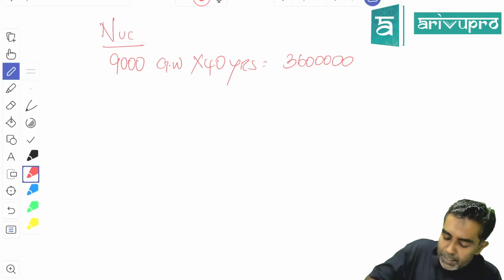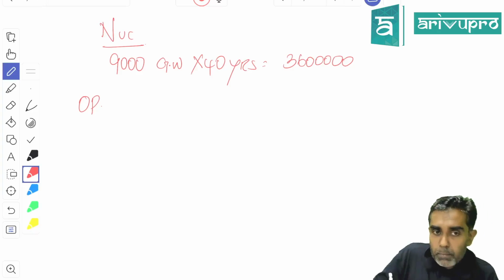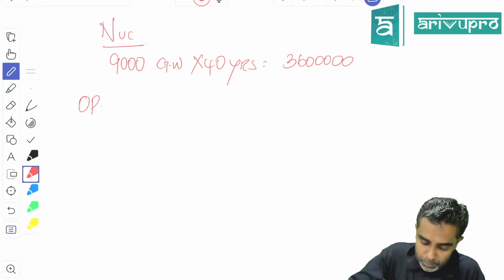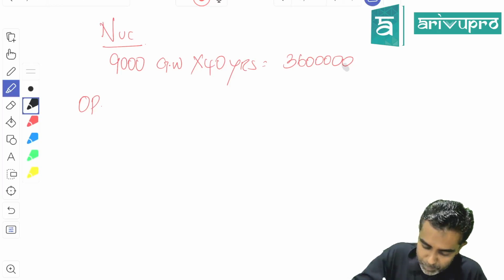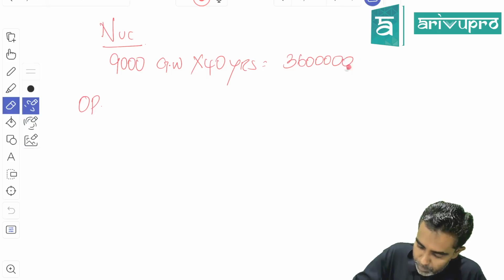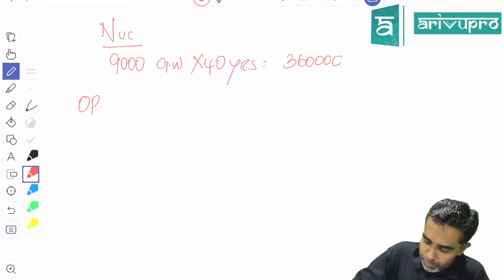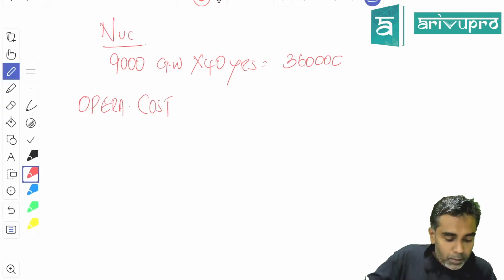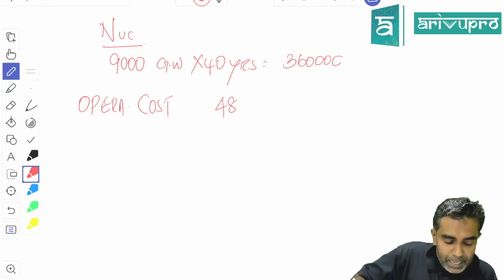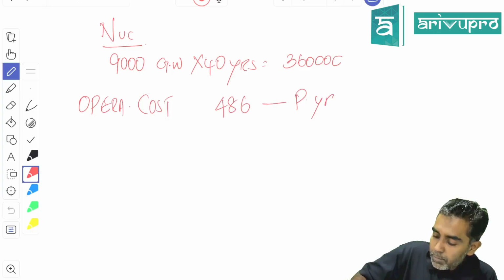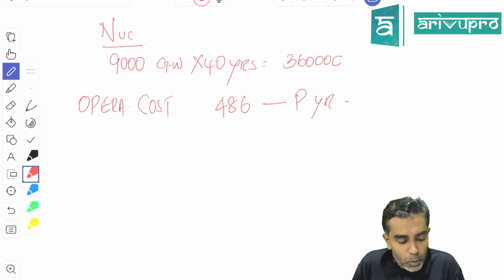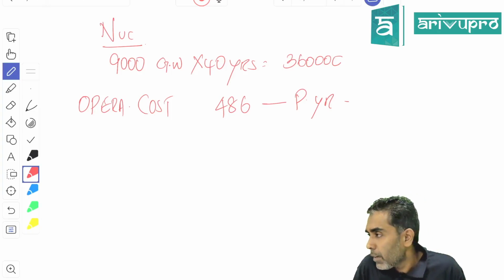Operating cost of 486 million. Operating cost. Right. Operating cost, which is how much? 486 million per year. Per year, 486 million. Operating cost includes the provision for depreciation, 175 million.